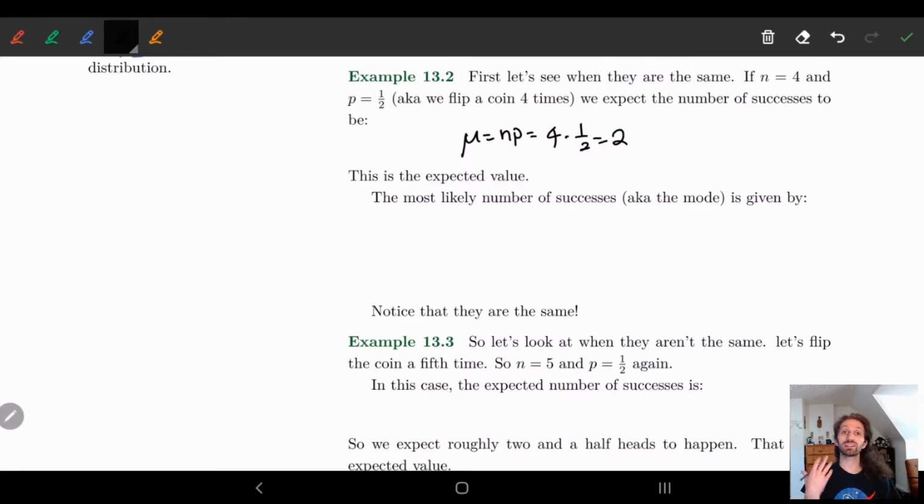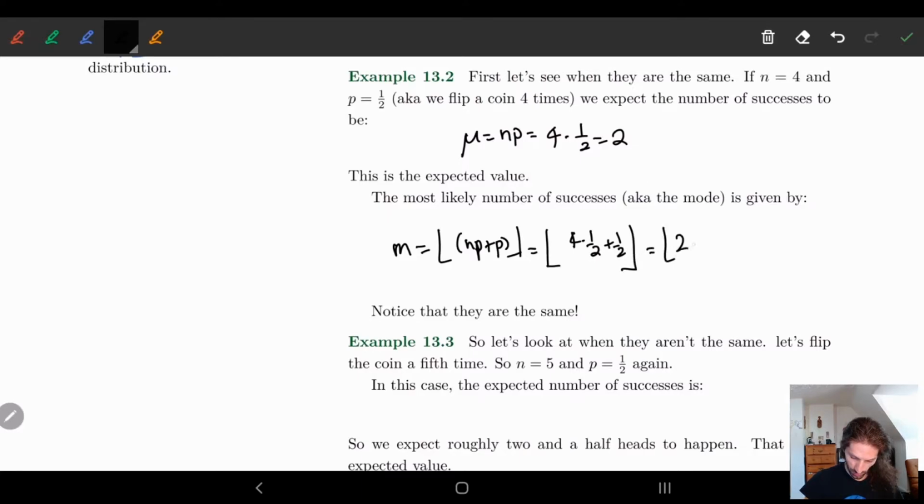What is the most likely number of successes, aka the mode? So the mode, if we remember, we take m, this is just the floor of np plus p. And so we're going to take the floor of 4 times 1/2 plus 1/2. This is 2 plus 1/2, so it's 2.5. And remember the floor function, we remove the decimal part. So we get 2. Notice how in this case they're identical, and this is probably one of the biggest reasons for confusion between these two ideas.